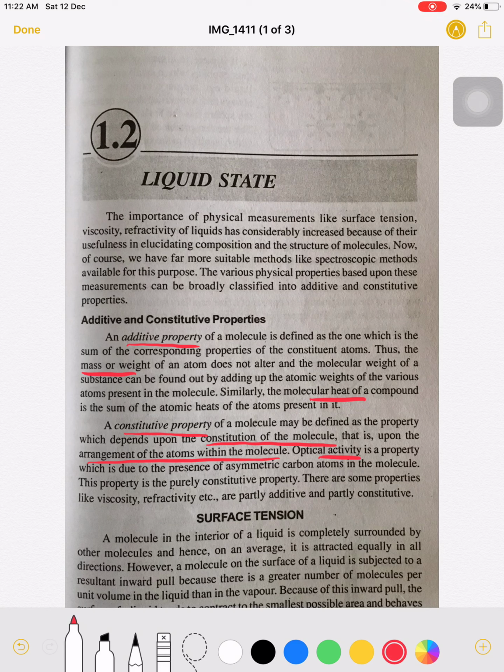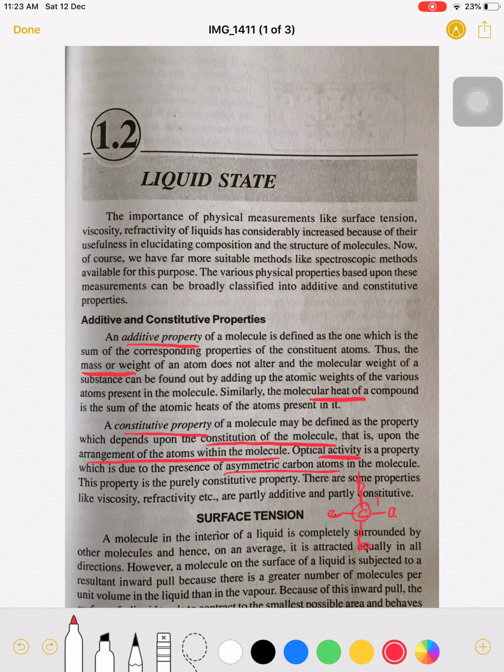Optical activity. This term will be studied in stereochemistry. I think in 12th standard you have heard about this word, optical activity. This is a property of a compound or liquid. It is because of the presence of asymmetric carbon atoms in a molecule. Means the carbon atom present in the molecule must be bonded with 4 different atoms. In that case, this carbon is considered an asymmetric carbon atom. The molecule which contains this asymmetric carbon atom shows optical property.